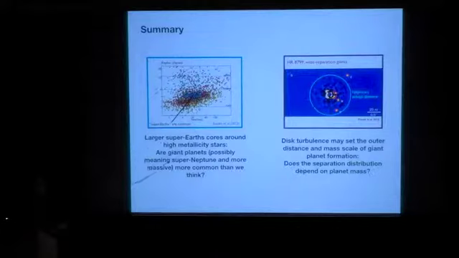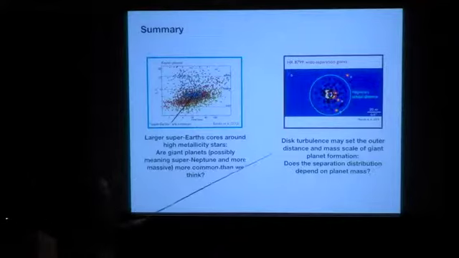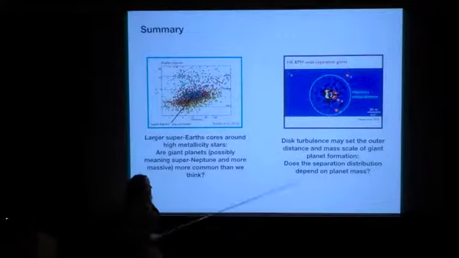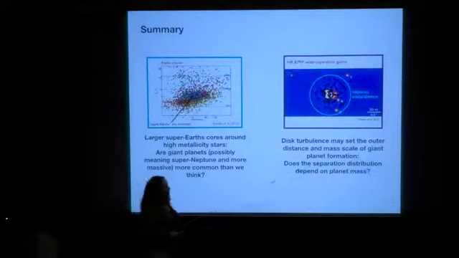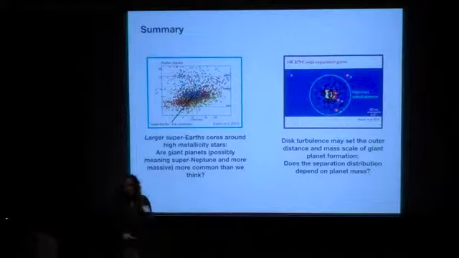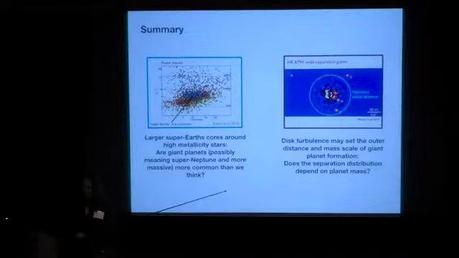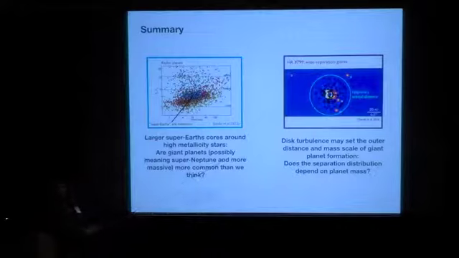Larger super-Earth cores are around high metallicity stars, and Marta Bryan has found that super-Earth cores have gas giant companions. So are giant planets more common than we think? And maybe that means super Neptunes. I'm not sure. Also, disk turbulence may set the outer distance and mass scale of giant planet formation. So I want to know, does the separation distribution of giants depend on their mass? And for both of these questions, I'm interested in knowing that for anything that's too big to be just a rock.